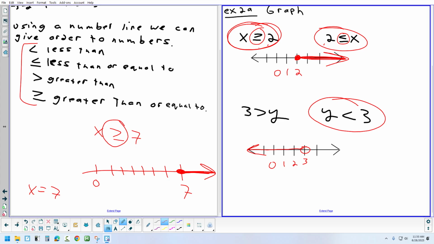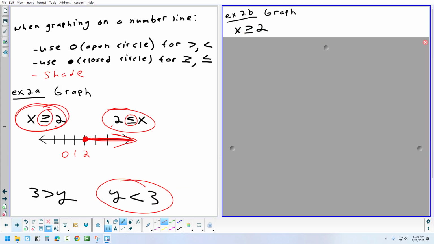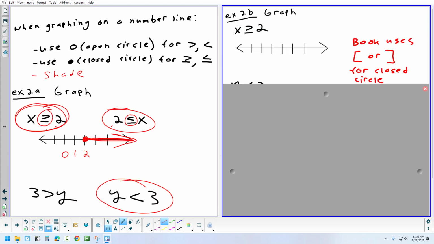Because another way you can do it is to use an alternative symbol, and this is what we'll see in our book. I'm going to stick with the circles mostly when you got to do it on like pair assessment. It's a circle. But if you see a bracket, our book uses a bracket instead of a closed circle. It works exactly the same way. Only thing you have to think about beforehand is there's 2 different brackets. The bracket has to face the way you want to shade.